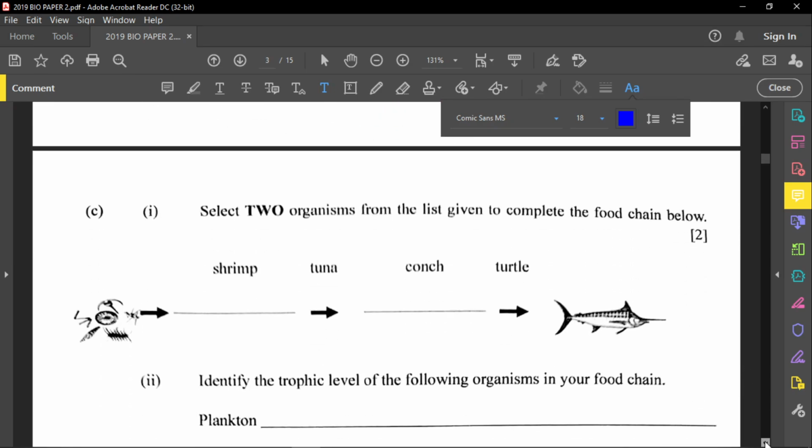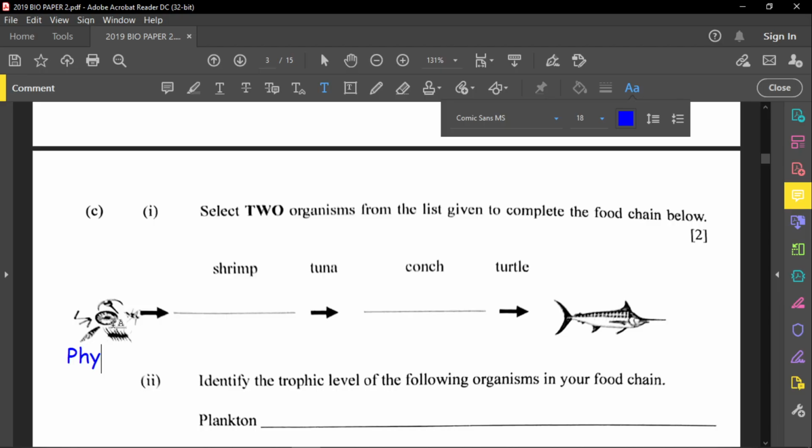So we could jump to the next part of the question, this is part C of the same question. This part reads, select two organisms from the list given to complete the food chain below. And so here we have plankton being shown starting the food chain. So these will be phytoplankton. So you can make a note of this. Matter of fact, let me write this in for you. So these are planktons, and these are called phytoplanktons.